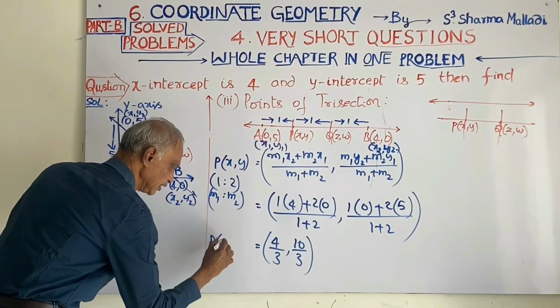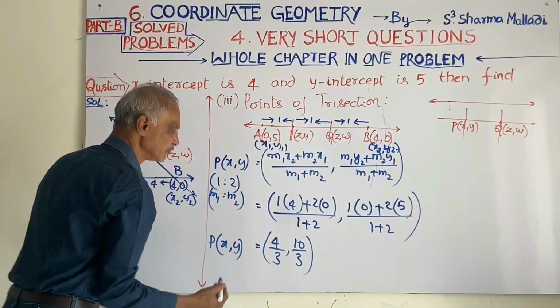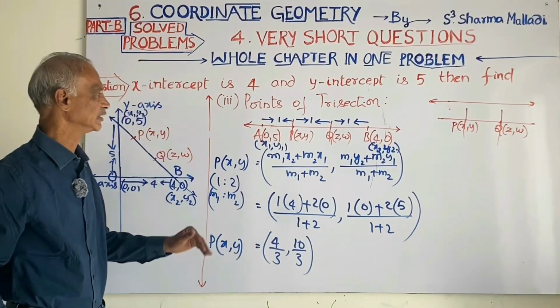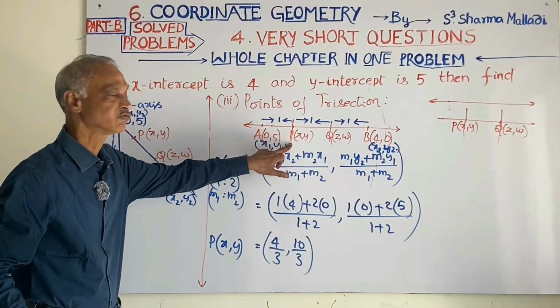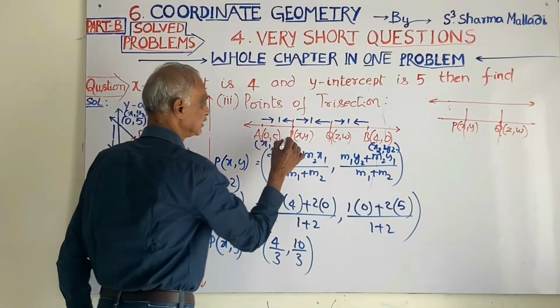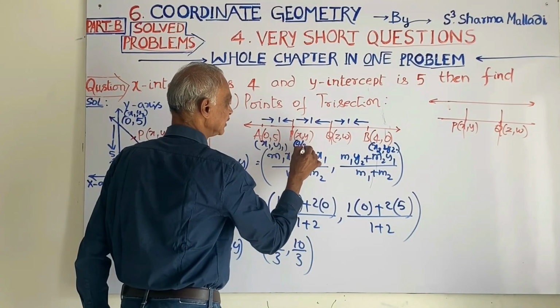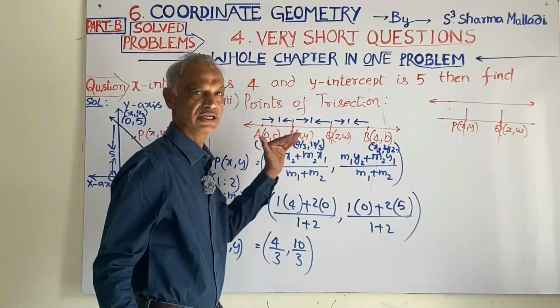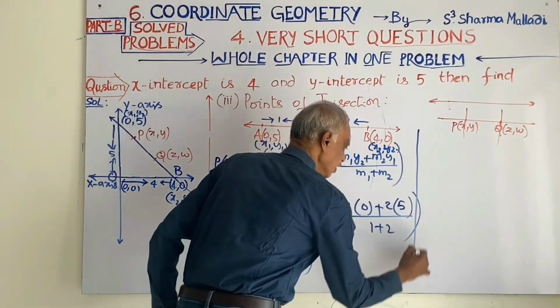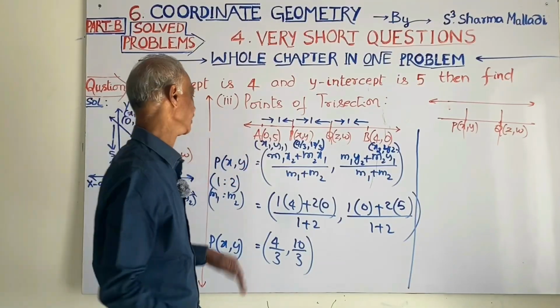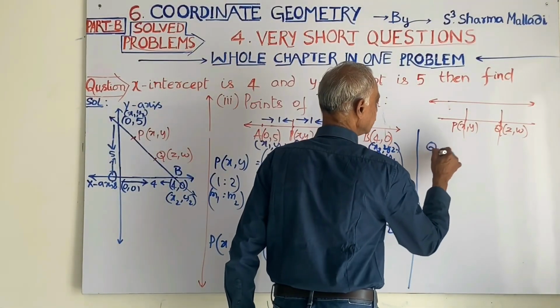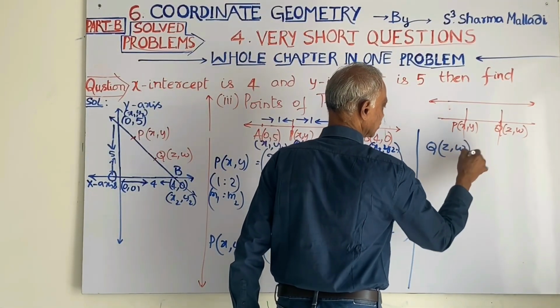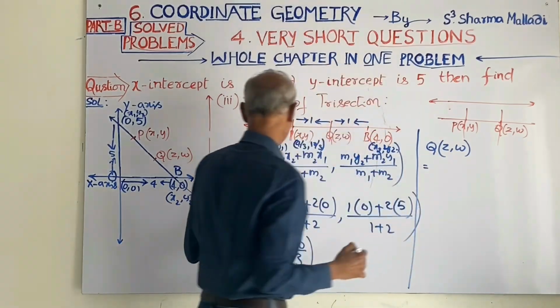Now P(x, y) will be (4/3, 10/3). This point will be 4 by 3 and 10 by 3. We will write 4 by 3 and 10 by 3. Next we will find out Q(z, w). Same formula we will take.